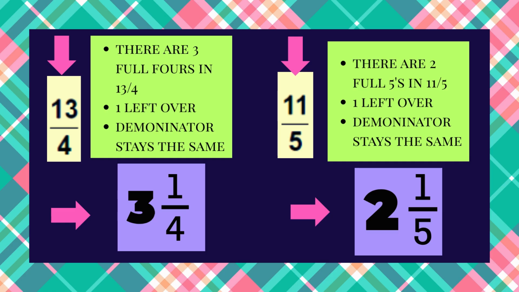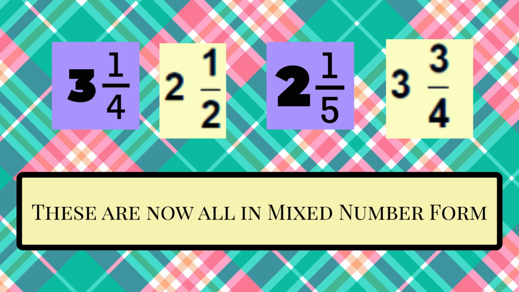For 11 over 5, you need to determine how many complete 5s fit into 11. Since 5 times 2 equals 10, there are 2 full 5s with 1 left over. The denominator remains 5, so 11 over 5 becomes 2 1/5. Now that all 4 numbers are in mixed number form, you can compare them properly. You have 3 1/4, 2 1/2, 2 1/5, and 3 3/4.